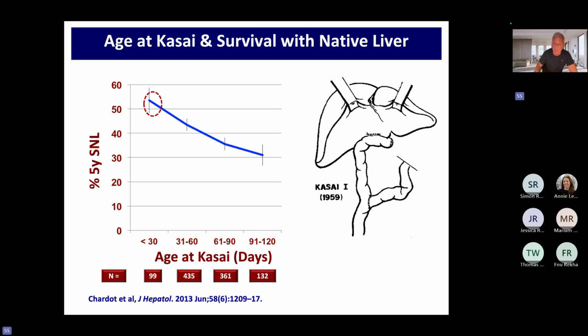So here, if the Kasai is done at less than 30 days, at 5 years, probably 55, 56% had their native liver. If the Kasai was done at 91 to 120 days, only 30% at 5 years had their native liver. So the earlier you do the procedure, the greater the likelihood at 5 years that you will have your native liver. Beyond that, obviously the number continues to decline from this very lofty level over here.